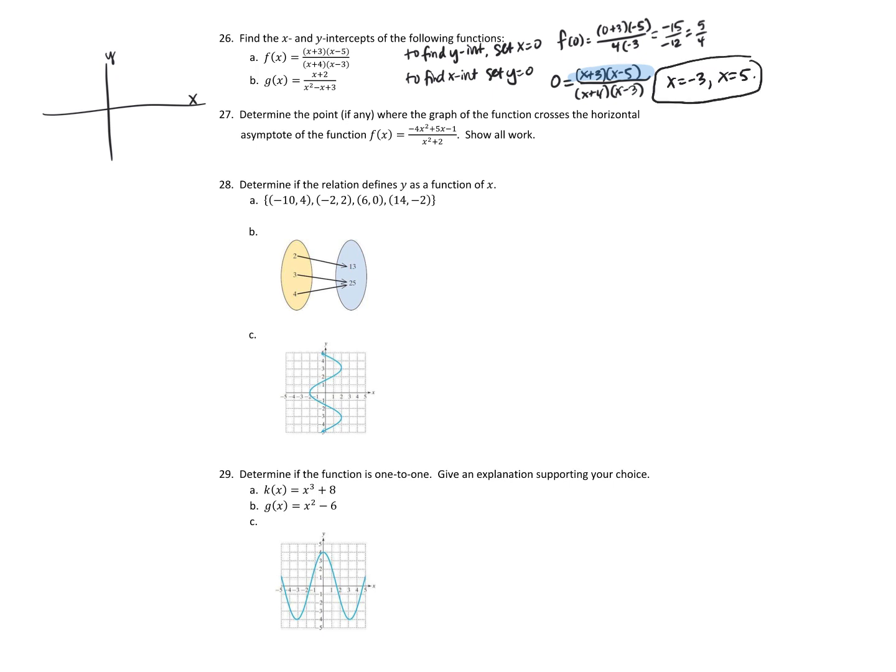So these are my x-intercepts. So negative 3, 0, and 5, 0. So those are coordinates of points. And then my y-intercept is 0, 5 fourths.